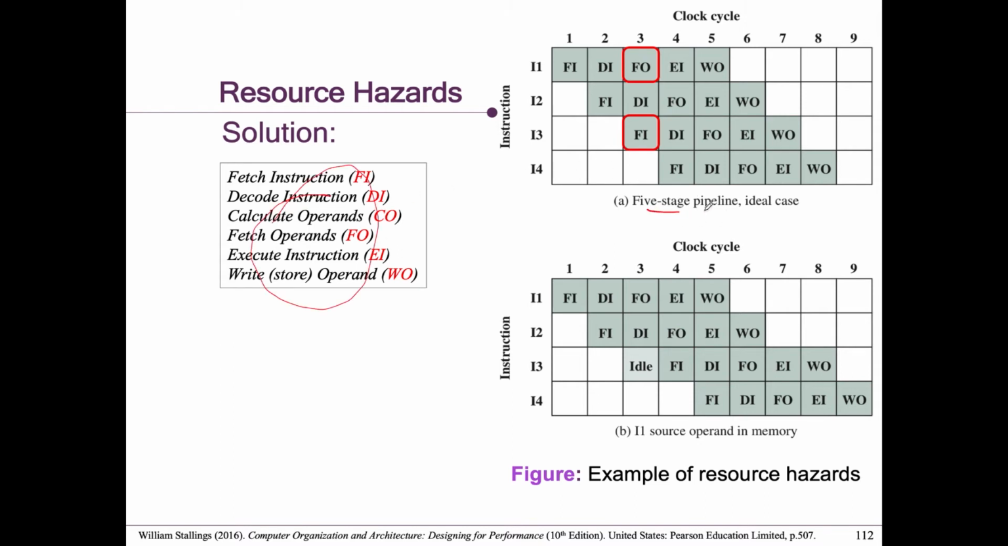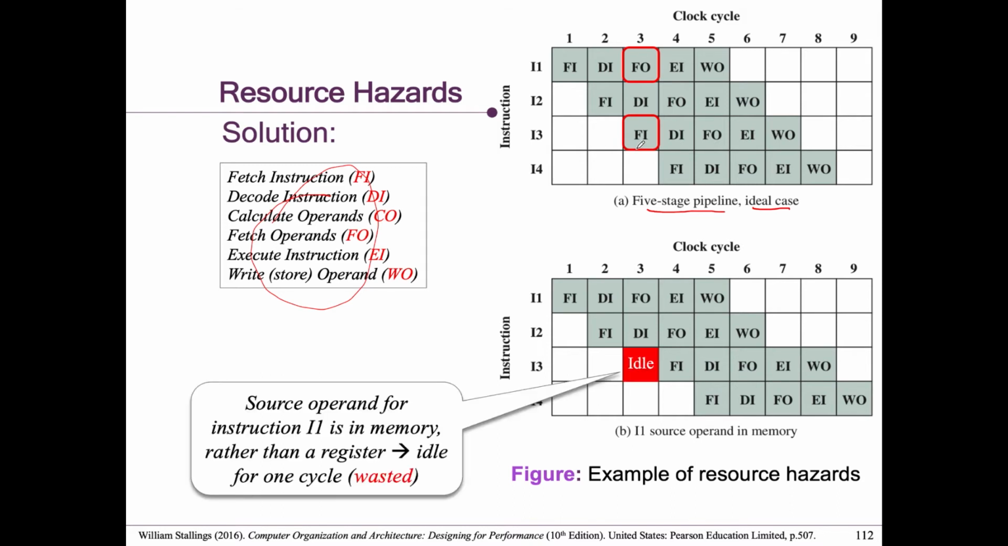And this one is a 5-step pipeline, which is under the ideal case. This F0 and F1 is a resource hazard. It cannot do it in parallel. F0 and F1, you cannot do it in parallel. That's why you're going to wait first and start here. So you need to reorganize your table.